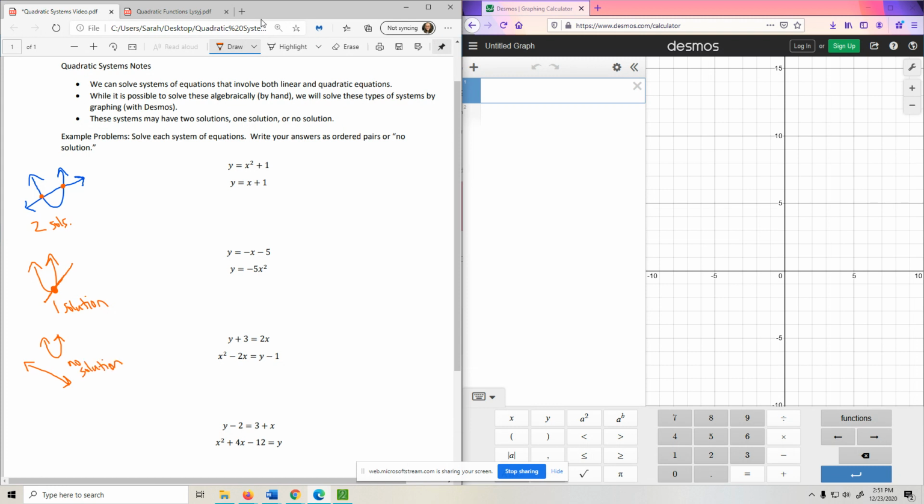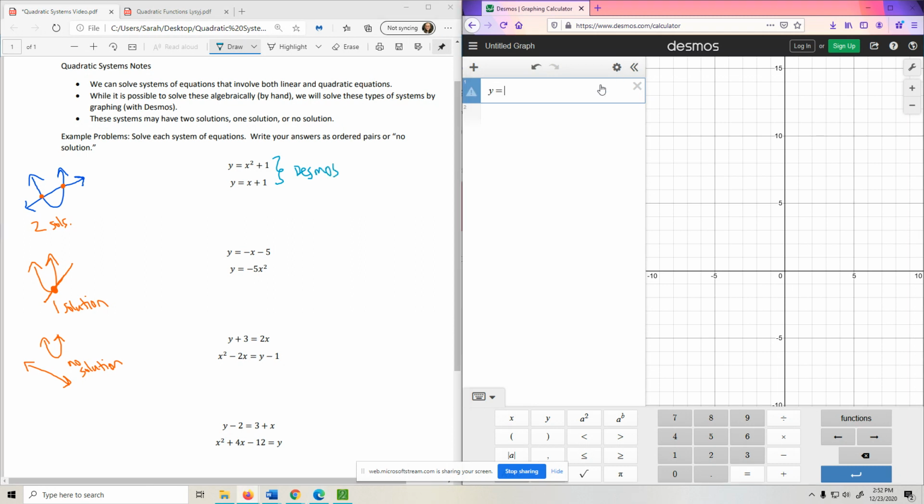It's possible to solve these without graphing, but by far the easiest way to do this is by graphing with Desmos, which is what I'm going to show you today. Our answers here are going to be the ordered pairs for where the graphs intersect, or if there is no solution, we just write the words no solution, sort of like we've seen before. So we are going to take each system and type that system into Desmos. Whatever equations you see, just throw them exactly into Desmos the way you see them.